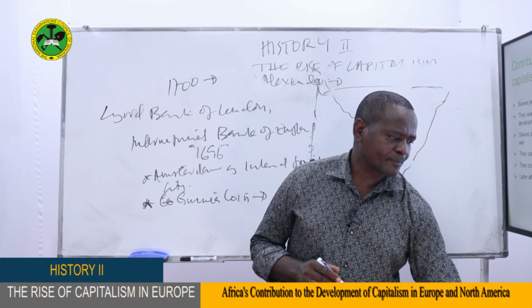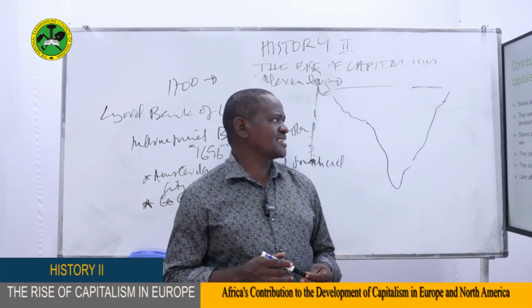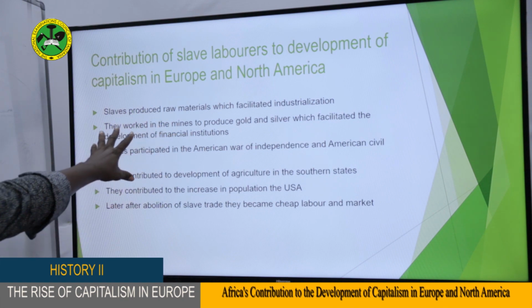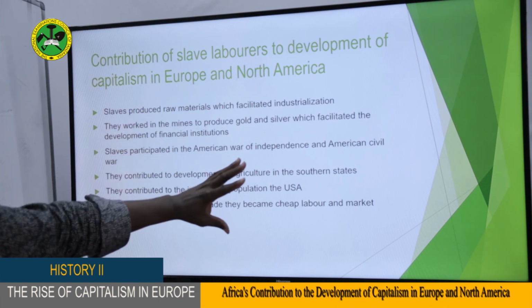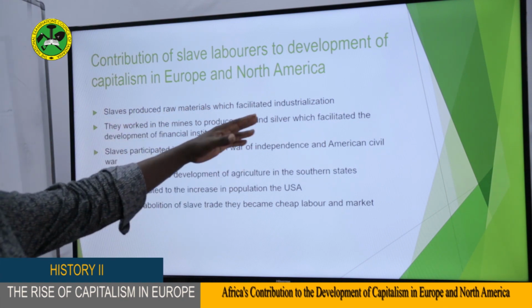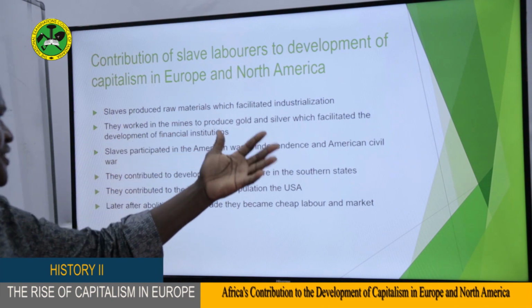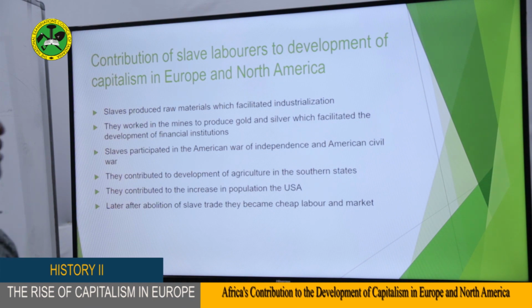My dear students, let's now look at the contribution of slave labor to the development of capitalism in Europe and North America. The first is slave-produced raw materials. Of course, we have seen about it. They worked in the mines to produce gold and silver. Of course, we have seen, and that led to development of financial institutions.